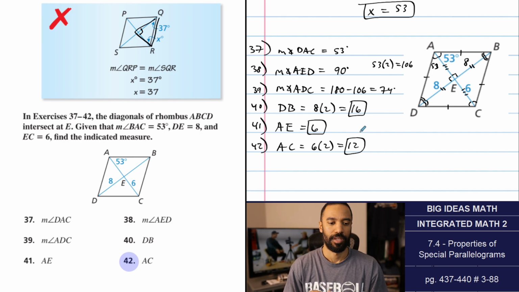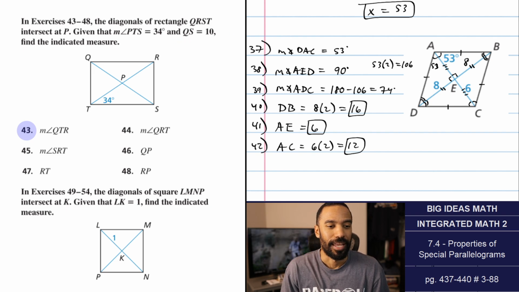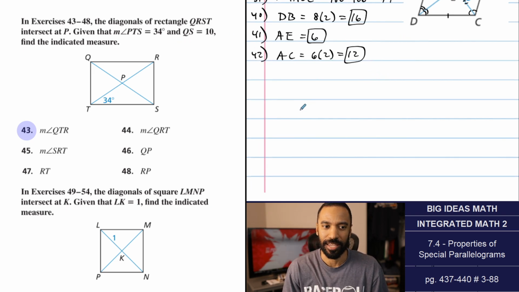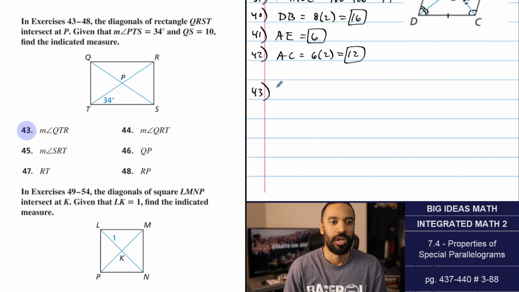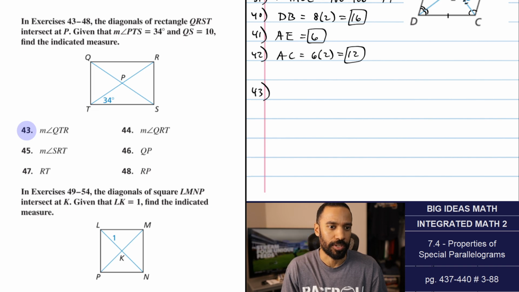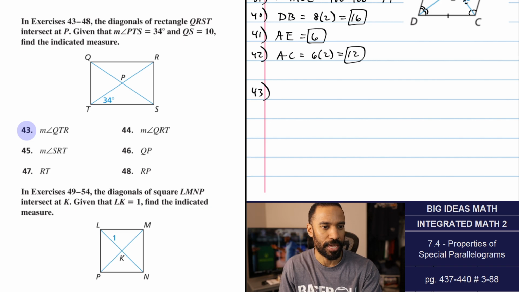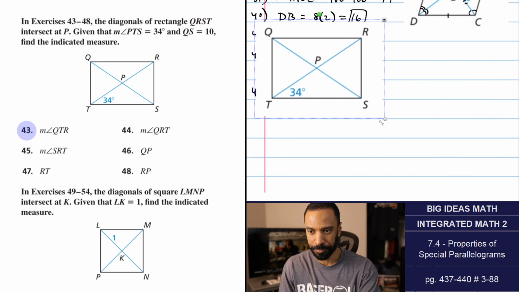Okay. There's that set. Like I said, still only halfway through. In exercises 43 to 48, the diagonals of rectangle QRST intersect at P. So 43. Given that measure of angle PTS, well, it's labeled, and QS is 10. QS is not labeled, but here's the thing. QS is the entire diagonal, so it's probably tougher for them to mark that up.